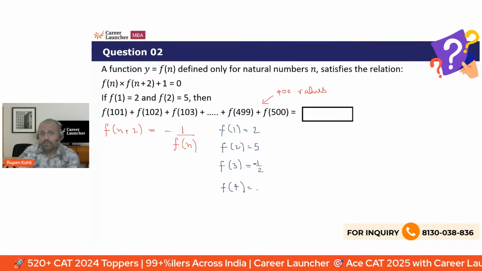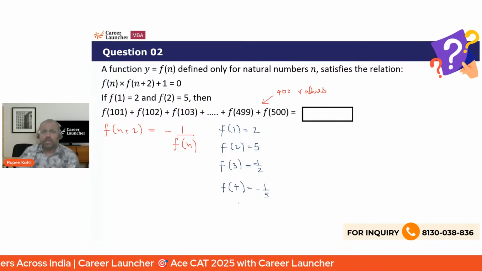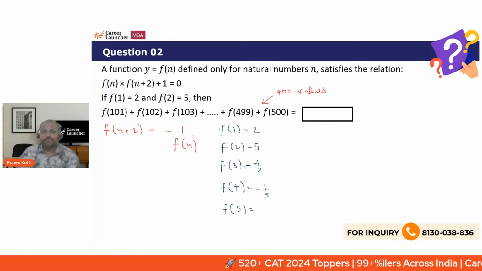F of 2 is 5. So this is minus 1 by 5. Okay. The point is, keep on writing the values unless you get a pattern. This question is all about pattern recognition. What will be f of 5?